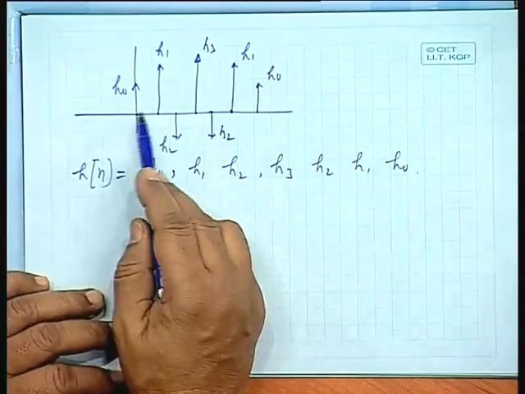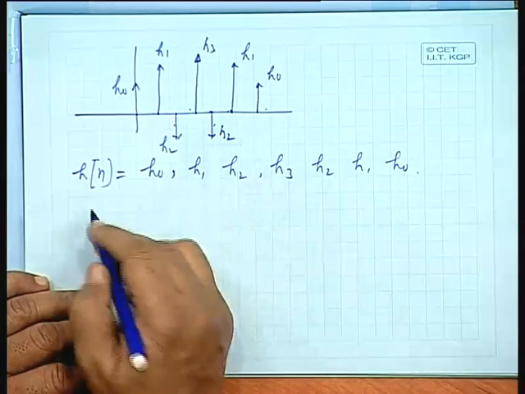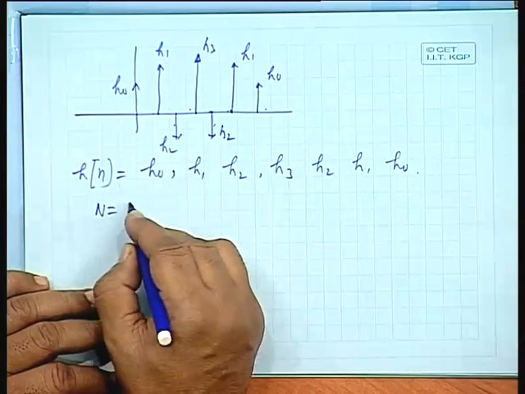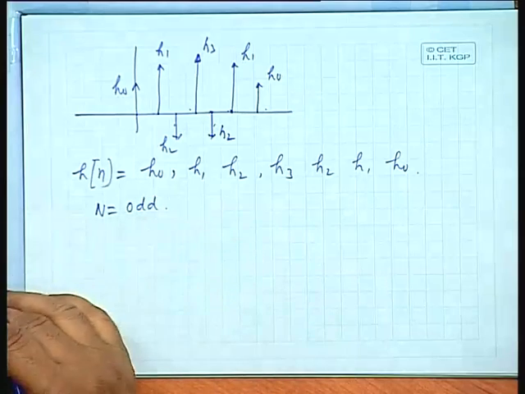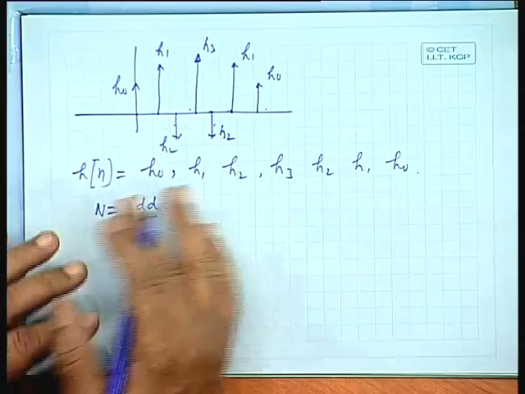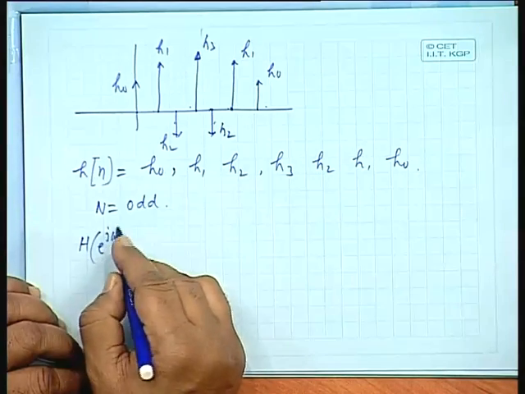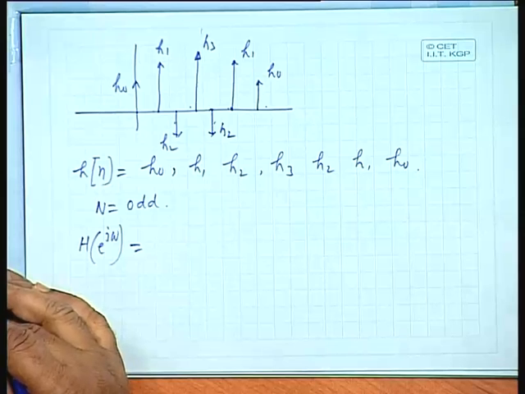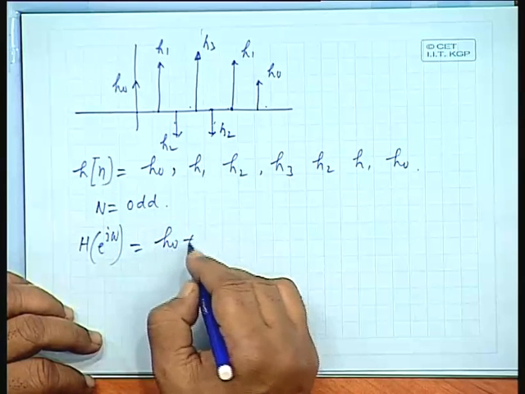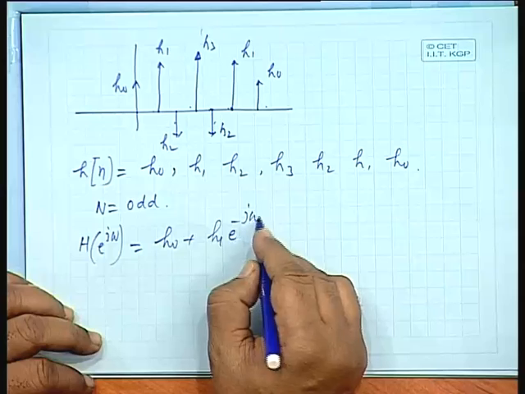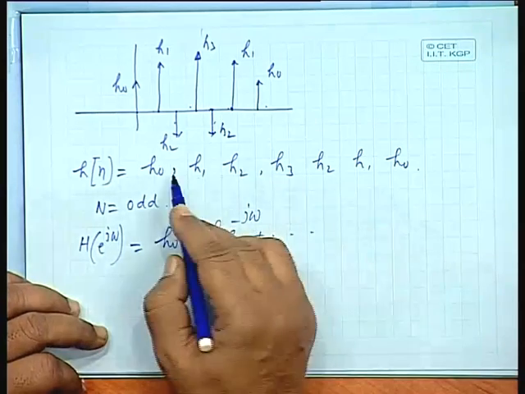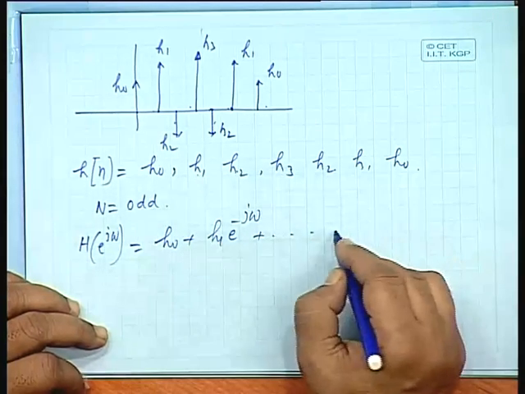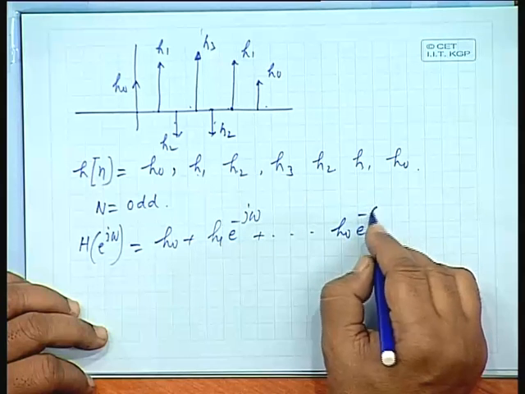How many points are there? 1, 2, 3, 4, 5, 6, 7. So, number of points n is odd. Okay. We are starting with an odd sequence, odd number of points, and it is symmetric about the middle point. What will be H e to the power j omega like? It will be h0 plus h1 e to the power minus j omega and so on. Last term is 1, 2, 3, 4, 5, 6, h0 e to the power minus j 6 omega.